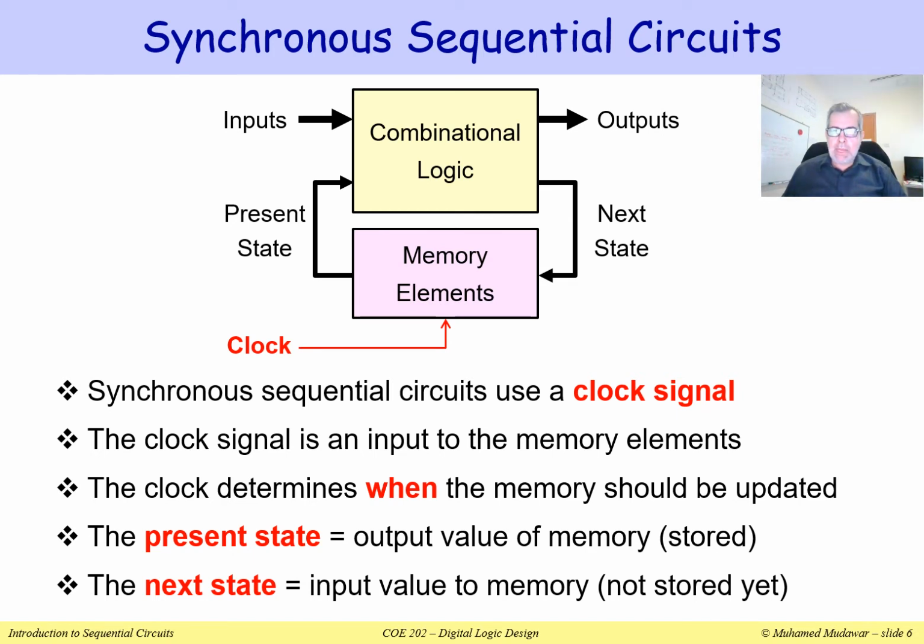So the combinational logic, which is shown here on top, is going to produce the outputs of the sequential circuit, and is also going to produce the next state. So the outputs and the next state are a function of the inputs as well as the present state.